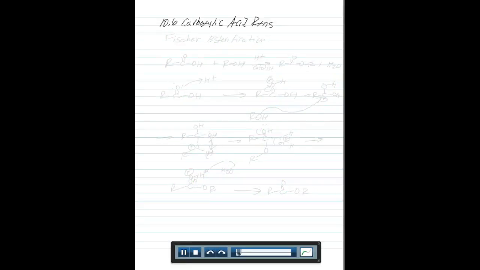All right, 10.6 is carboxylic acid reactions. So we're going to look at carboxylic acids and see what you can do with them. The first one we'll talk about is the Fischer esterification. Basically, you take a carboxylic acid and an alcohol, and in the presence of an acid catalyst, you form an ester plus water.